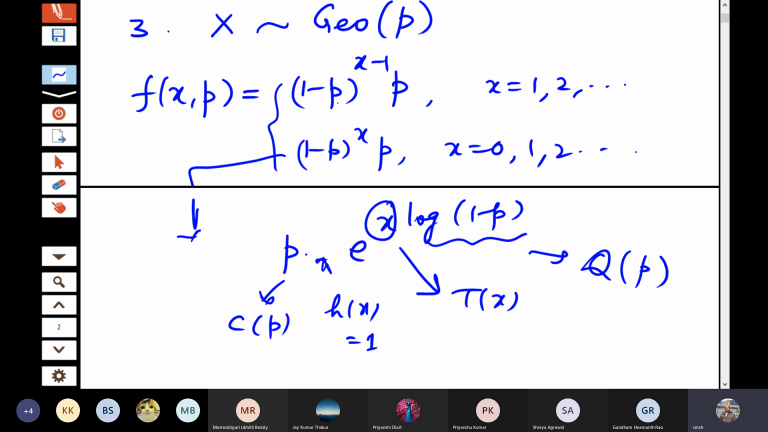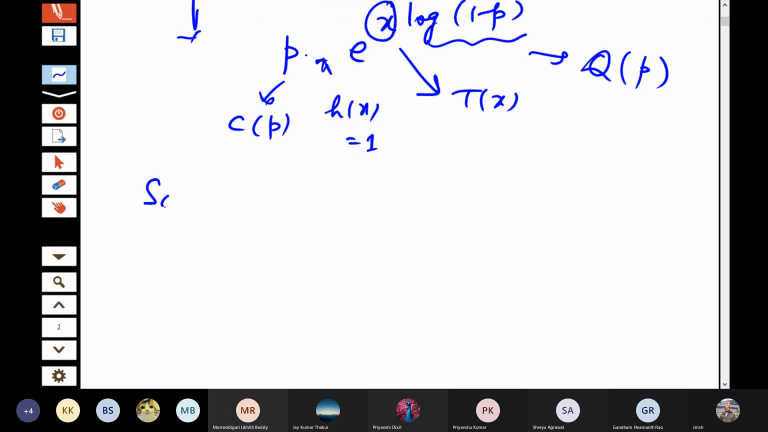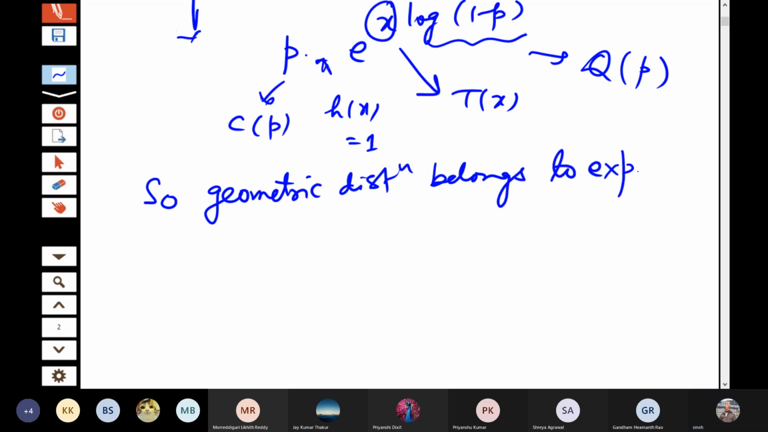If you take this particular form, then it will be a little bit modified. You can write it as p by (1 minus p), and then you write e to the power x log(1 minus p). Then also it can be considered as a distribution in the exponential family. So geometric distribution belongs to the exponential family.